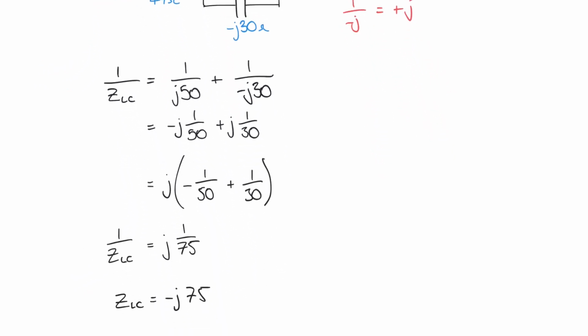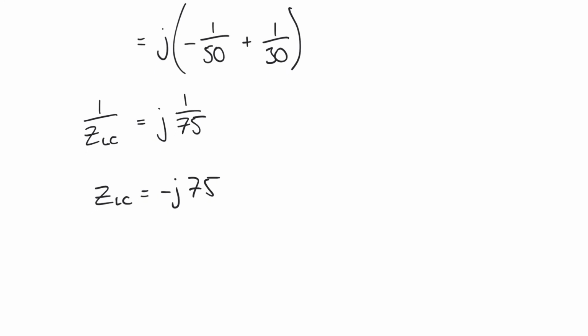And so we have here now our ZT, our total impedance for the whole arrangement here, is going to be our resistance plus this impedance ZLC for these two parallel components. And just adding those together, we have 47 minus j75 ohms. Remember, ZLC was a negative number, so even though we're adding, we have a minus here. And that gives us the total impedance for this whole circuit arrangement.